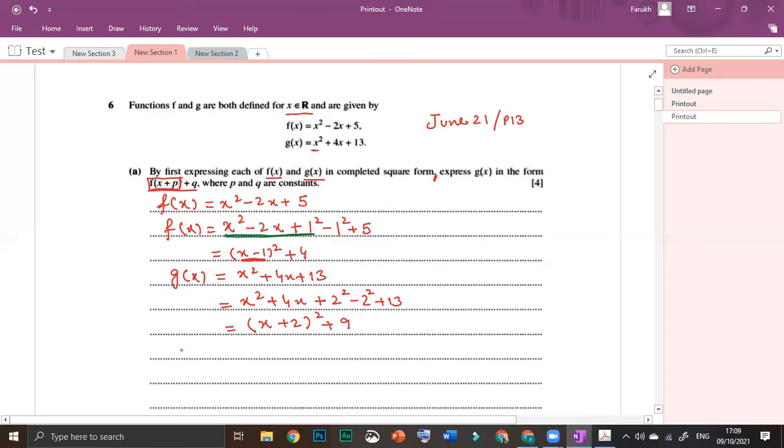So g of x is equal to f of, we will replace x with x plus 3, and we will add 5 to this one to get 9. So this one is the representation of g of x in terms of f of x. And this one is a translation. You know that when there is an addition in x, we will move the graph 3 units towards the left side. We will subtract from the x coordinates.